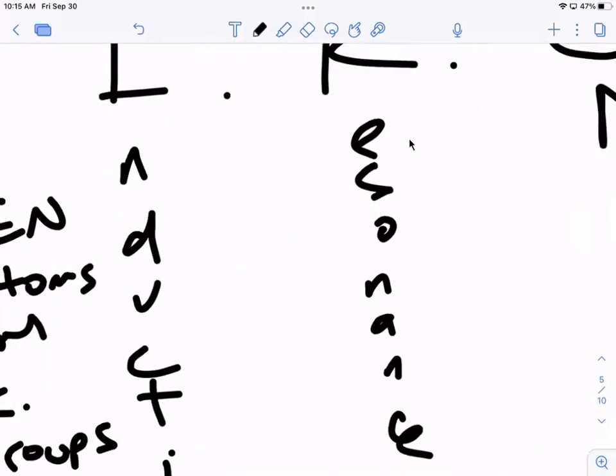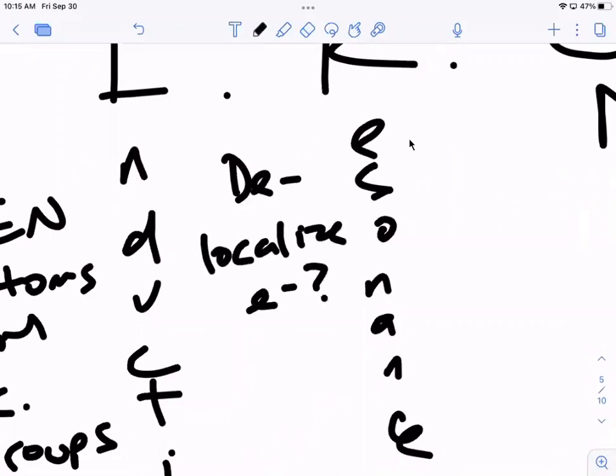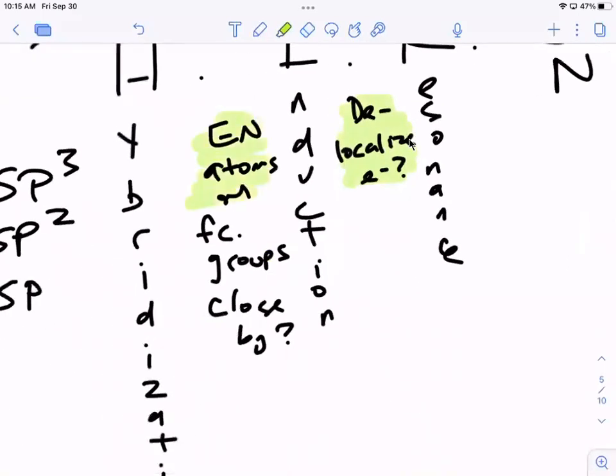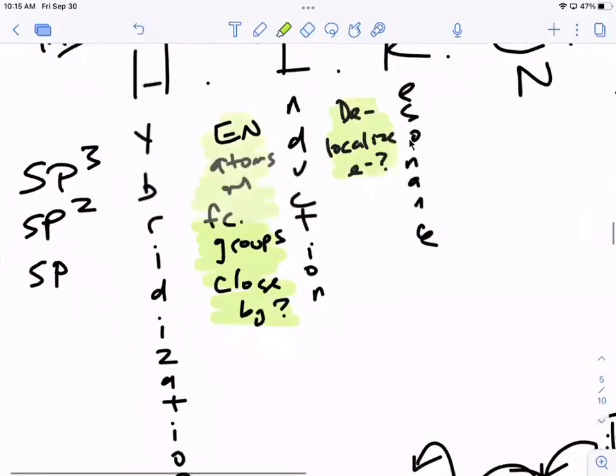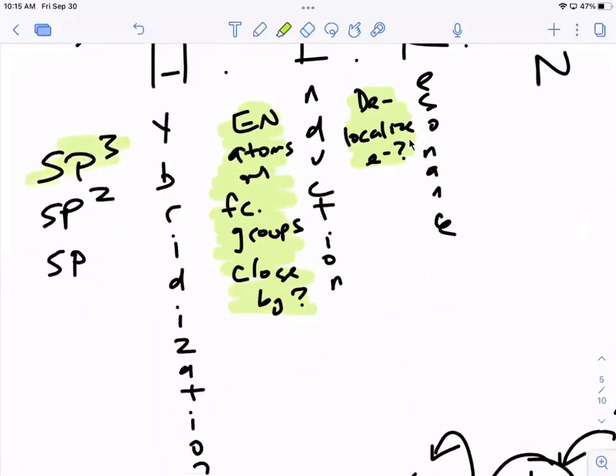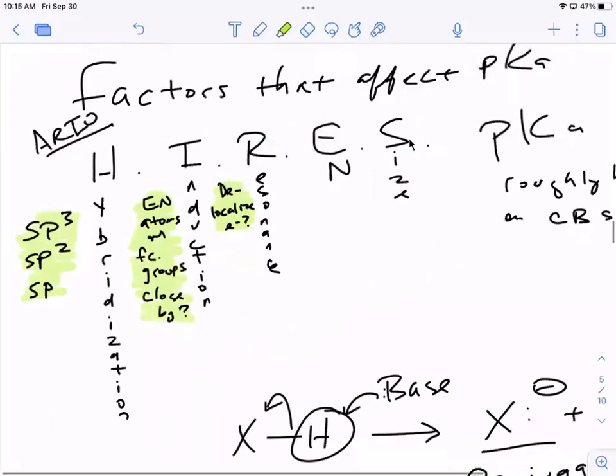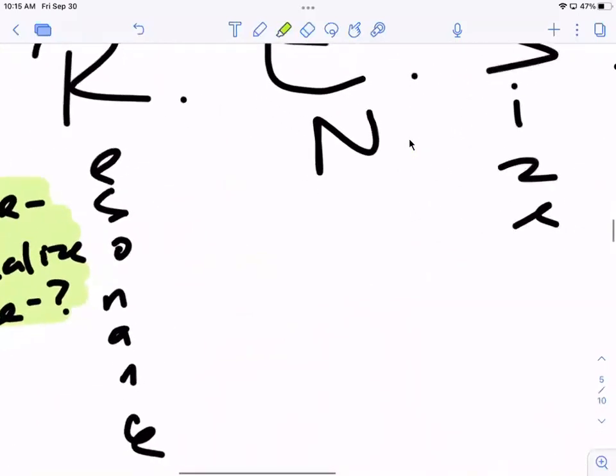Resonance is obvious. Can I move electrons? Let me not say move. Let me just say, can I delocalize electrons? Right, so hybridization, induction, resonance. How electronegative is the atom where the proton was? That's what we mean when we ask about electronegativity.